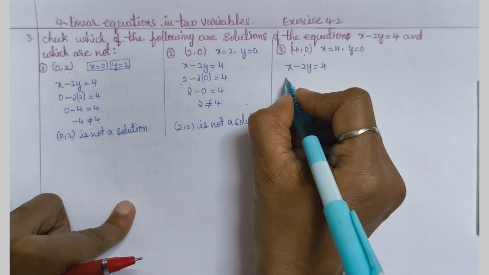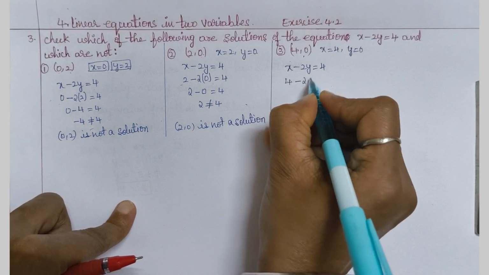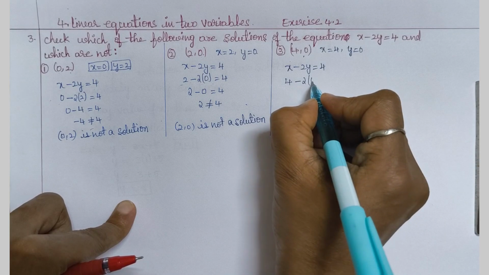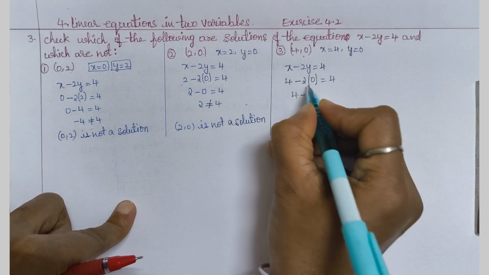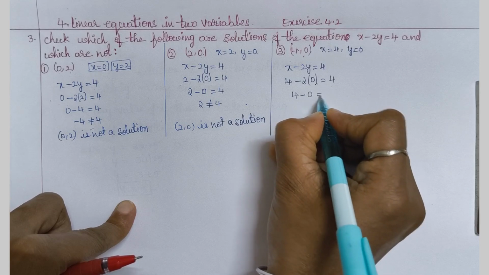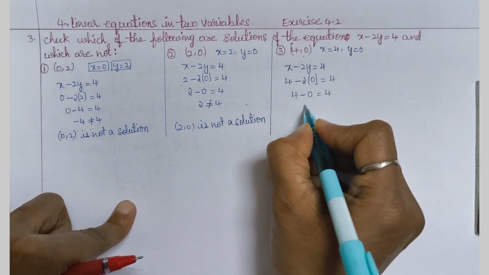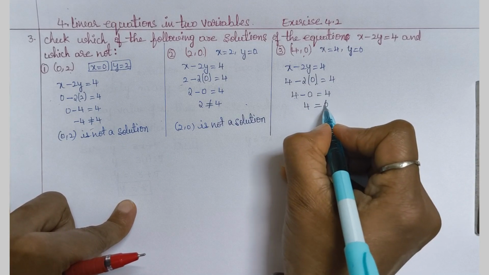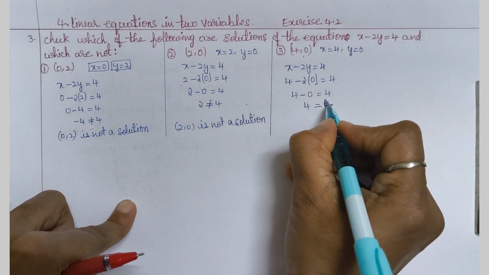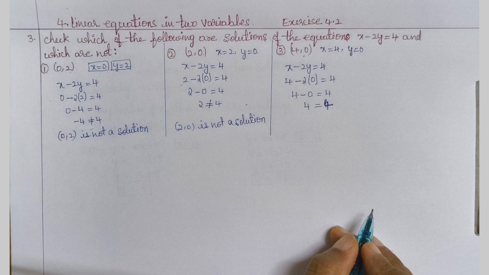What is the x value? 4. Minus 2 into the y value, 0, is equal to 4. Okay. 4 minus 2 zeros, 0, is equal to 4. 4 minus 0 is 4. 4 equals 4. Here 4 came on the left, so 4 equal to 4. So this is a solution.